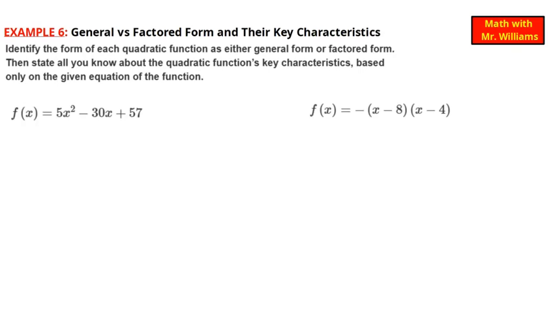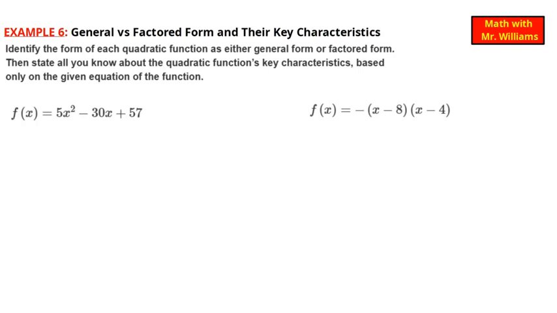Example 6, general versus factored form and their key characteristics. Math with Mr. Williams. Identify the form of each quadratic function as either general form or factored form. Then state all you know about the quadratic function's key characteristics based only on the given equation of the function. So in this case, they don't want us to use Desmos. We need to be able to look at it and find those really quickly, or do a little bit of math to identify those key components.